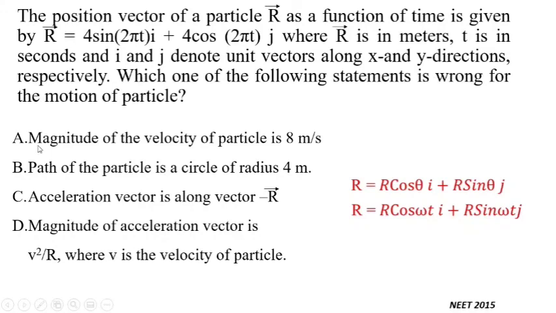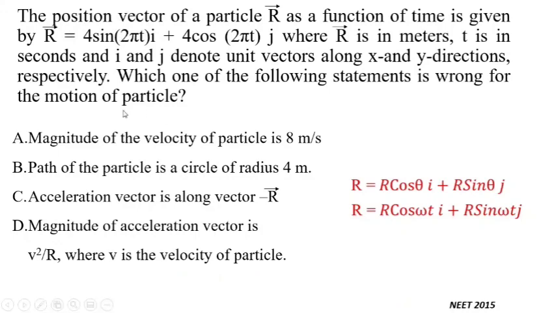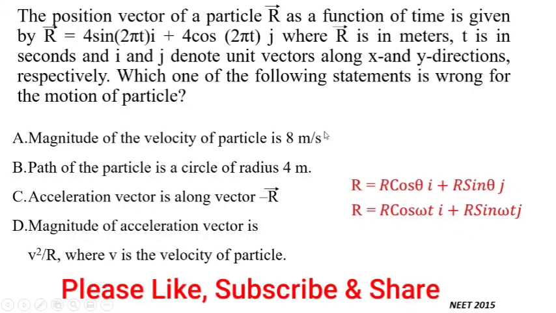In option A it is given that magnitude of the velocity of the particle is 8 meter per second. You need to verify this particular magnitude. Without calculating we can directly find out r omega. If you compare this particular equation with the standard form, you can find out that omega equal to 2 pi. In this equation omega is 2 pi and r is 4. Linear velocity formula v equal to r omega. Here r is 4, omega is 2 pi. If you multiply these two, you will get the magnitude for velocity. So it is equal to 8 pi, not only 8.